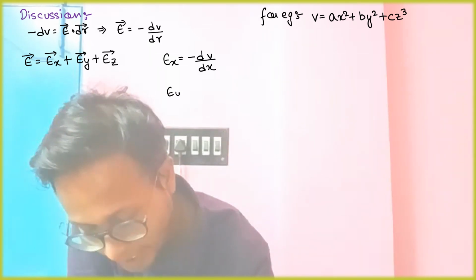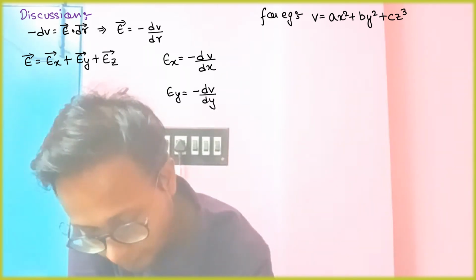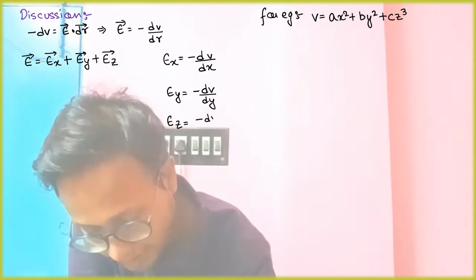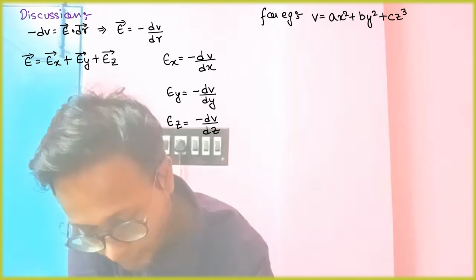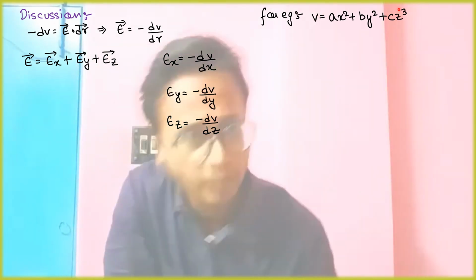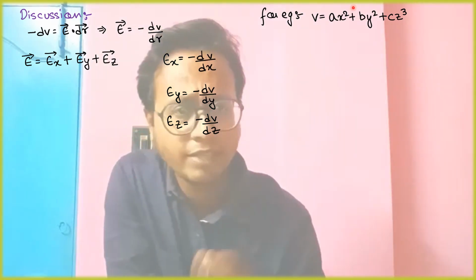Electric field in y direction is nothing but minus dV by dy. Electric field in z direction is nothing but minus dV by dz. Okay. Now for example, if I have the equation of potential with this value, the equation of potential might be anything that would be given in the question.